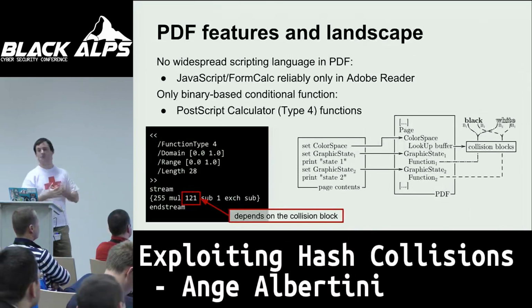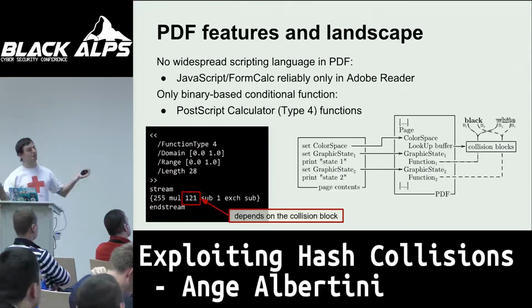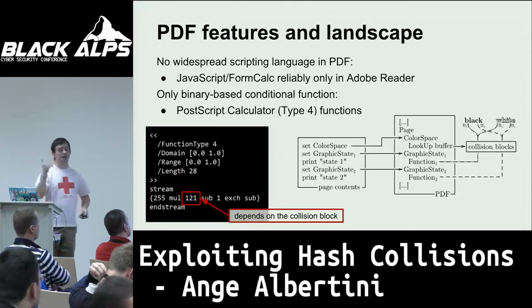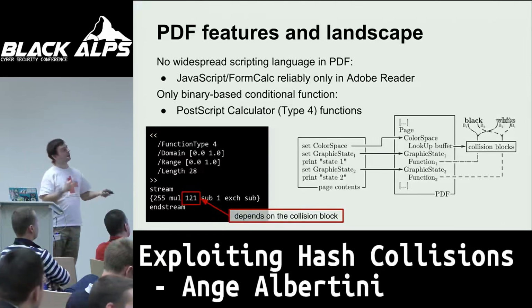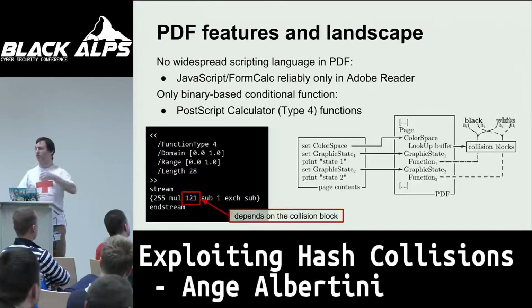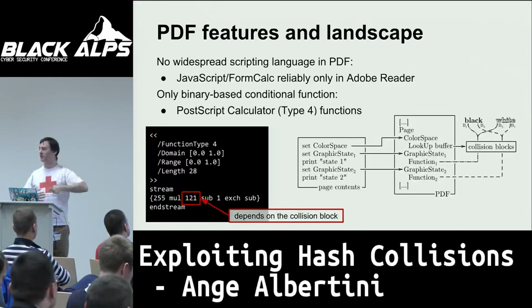And so there's no widespread scripting language in PDF. There is only JavaScript and FormCalc, but they only exist in Adobe Reader. So basically, there are 6 families of PDF readers. So basically, if you want full compatibility, you cannot use them. Then there is only one obscure way to put some actual computation testing. It's when you can calculate a color space with a PostScript mathematical function.